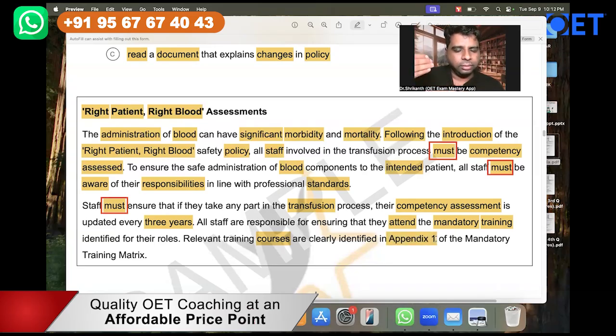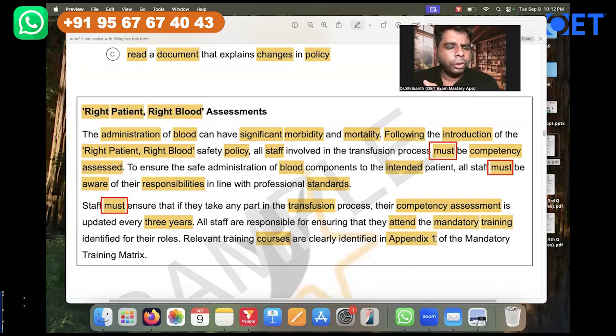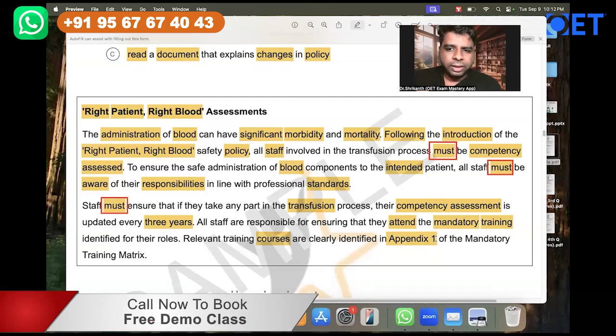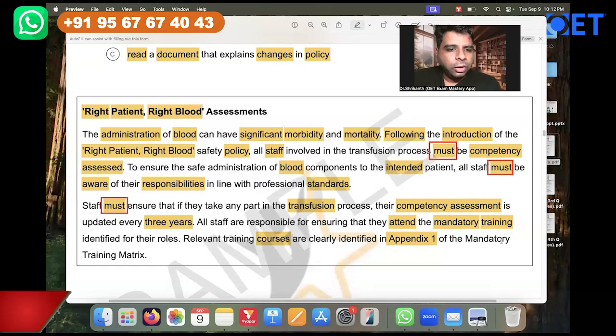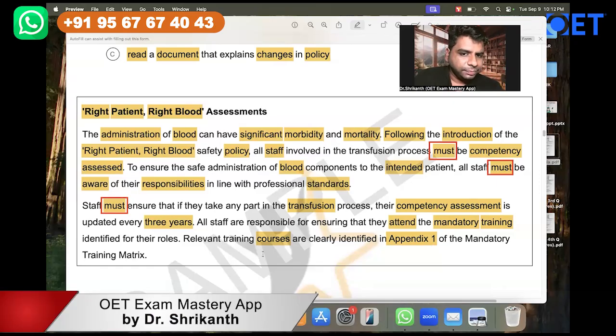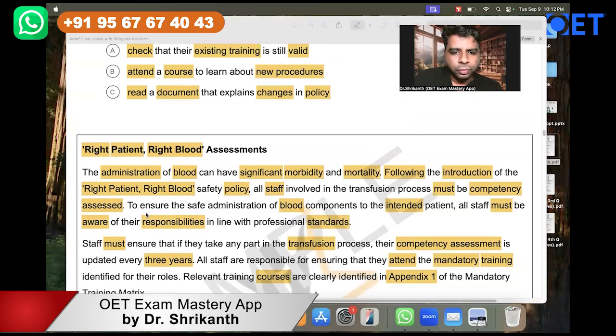That is, in the beginning of a textbook, you can see the list of chapters, right? Chapter 1, chapter 2, chapter 3, like a synopsis. That synopsis is what we call an appendix. So relevant training courses are clearly identified in Appendix 1 of the mandatory training matrix. Here some important words are coming, so let me tell you what those important words are.